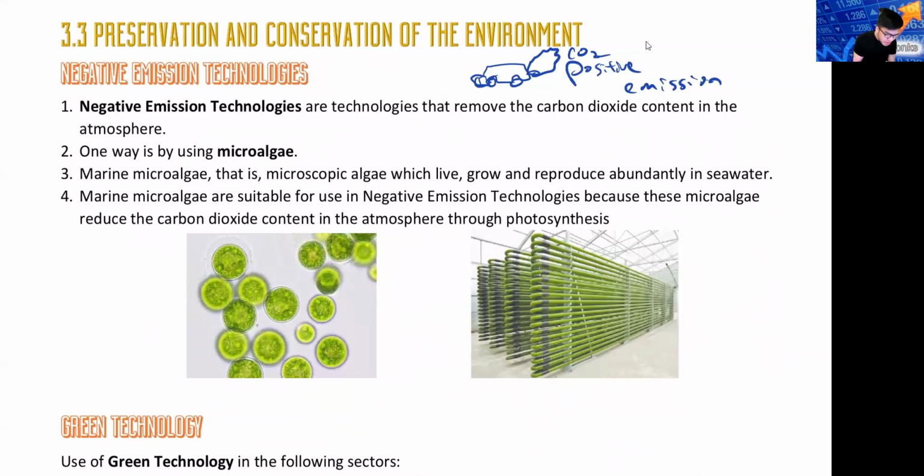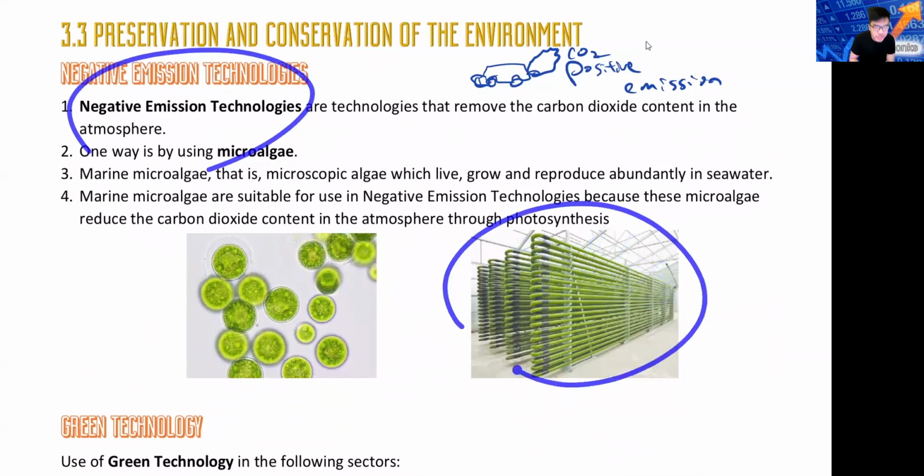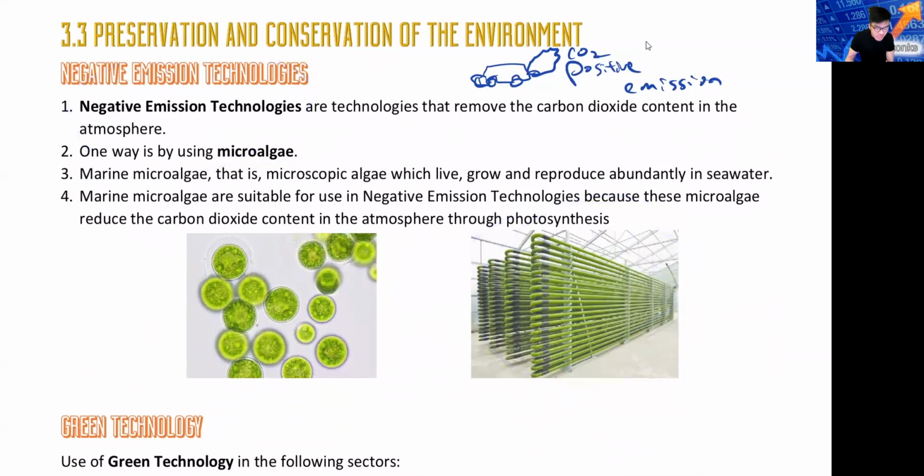But if you use this microalgae, you are planting your algae in rows. So they have the exact function like trees. They will absorb carbon dioxide from the air. So this is a negative emission technology. This is the best way we can think of to remove carbon dioxide from the air. We use something called marine microalgae. Marine means water lah. So they can reproduce in seawater. They can reduce carbon dioxide content in the atmosphere. This is one of the ways we can solve global warming.